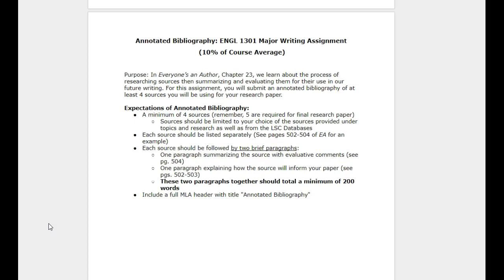You need to submit a minimum of 4 sources. Each source should be listed separately. Each source should have a MLA Works Cited entry and be followed by 2 brief paragraphs. One paragraph summarizing the source, and another paragraph explaining how the source will inform your paper. For both of these paragraphs, you have examples in the Everyone's an Author textbook.